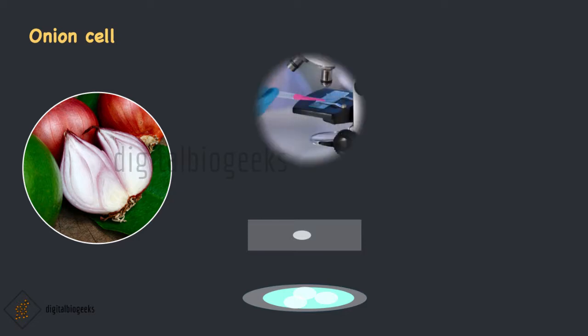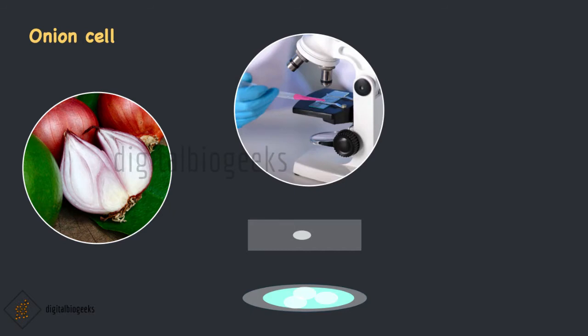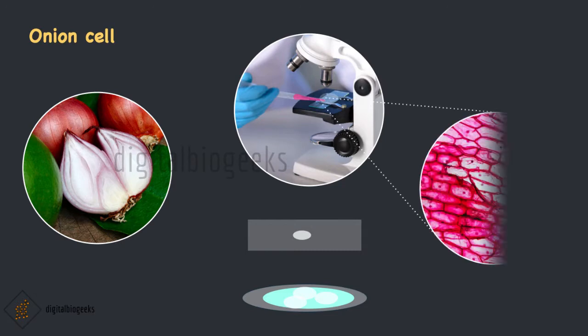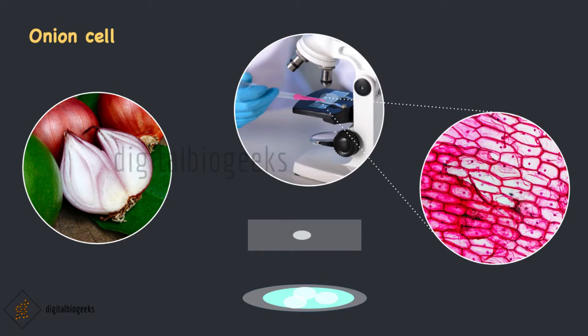Put a small drop of safranin onto this peel. Safranin is a biological stain which is red in color, and this will give red color to the peel so that we can easily observe the parts under the microscope. Now place a cover slip on top of it. When we place the cover slip, we need to ensure absence of air bubbles. Now if we observe the slide under the microscope, we can see the onion cells.